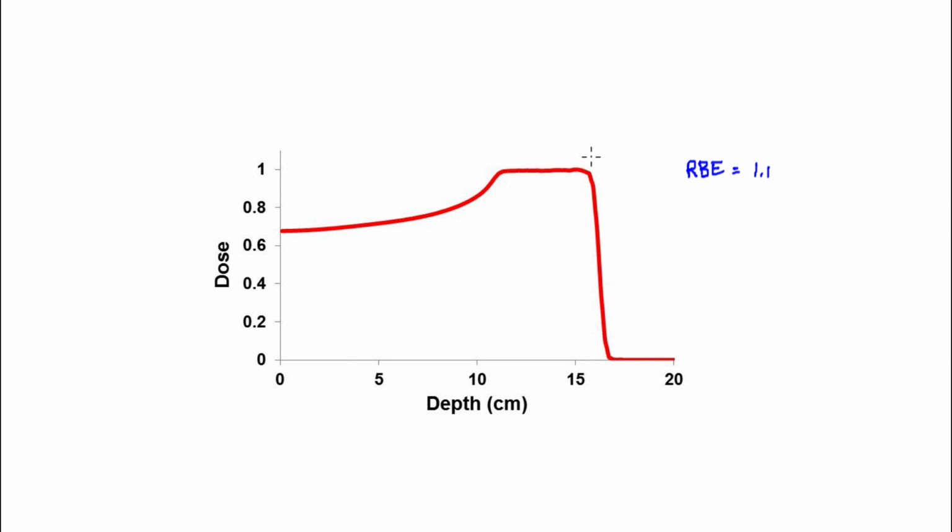Now, it's a pretty gross simplification. There is data to indicate that near the end of the spread out Bragg peak, where the energy gets low and the LET gets high, the RBE is going to go up by 5-10%, maybe more. Depends on the tissue type and so on. But this is what they're advocating.